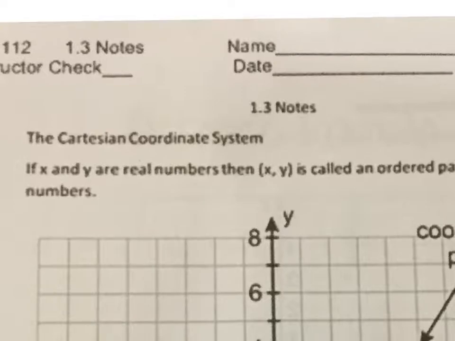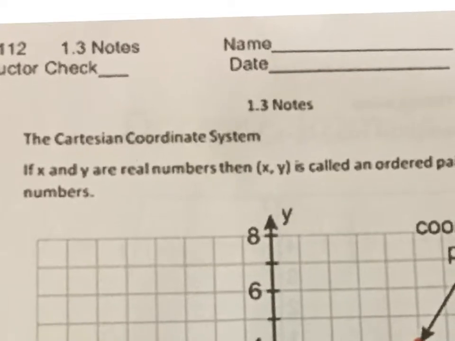Okay, so we're starting 1.3. It's going to be a review here at the beginning of the Cartesian coordinate system. You may have heard of it called the coordinate plane, or XY axis, however you say it. Cartesian coordinate system is the way this book talks about it.